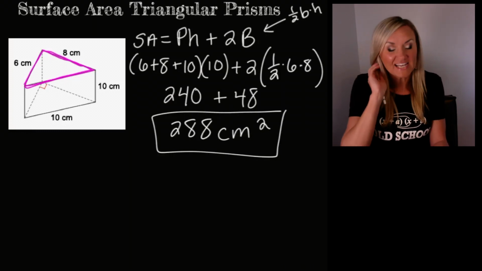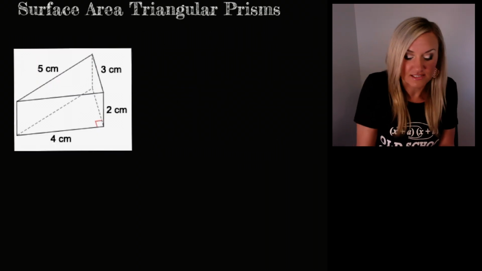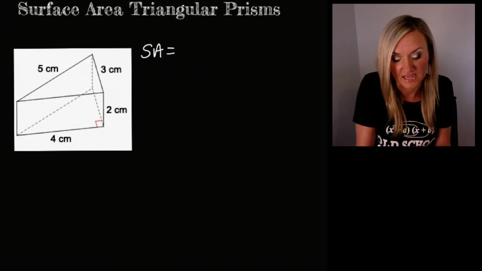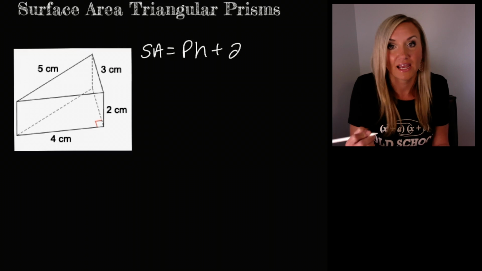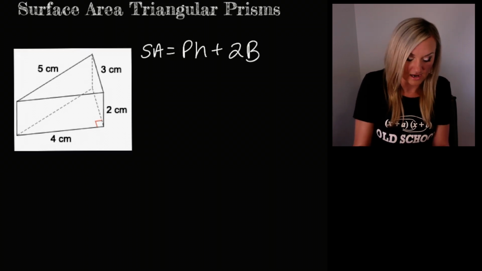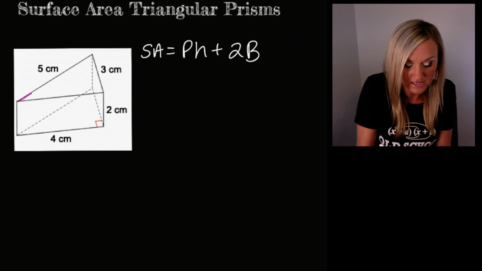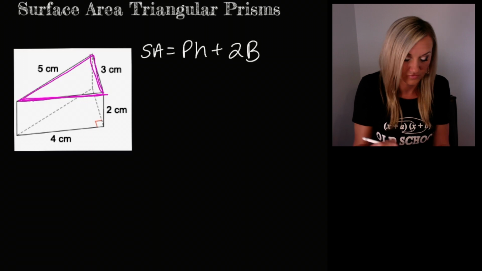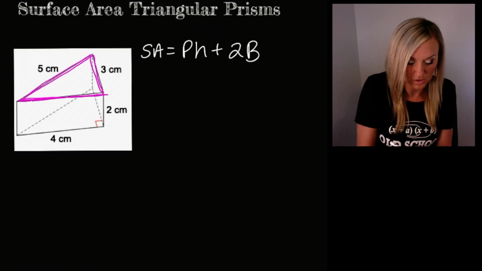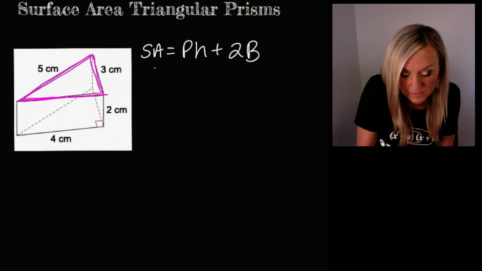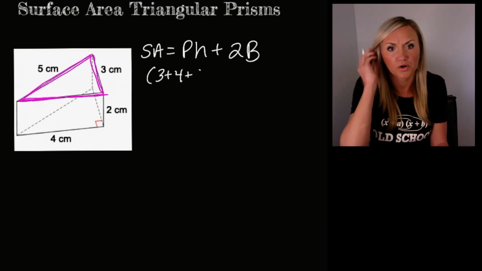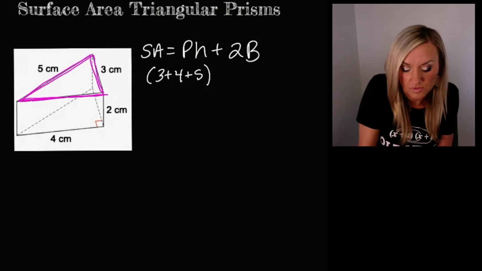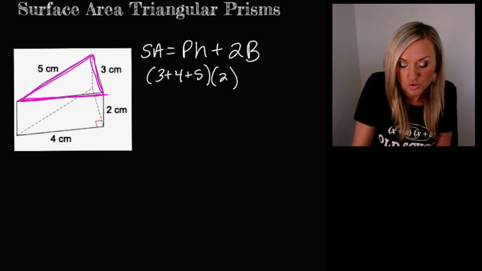All right. Second example. Let's just get to it. Surface area is perimeter of the base times the height plus 2 times the area of the base. I'm going to highlight that triangle, highlight that base. Take a look at the side lengths, what we're working with. Looks like it's 4, 3, and a 5. Beautiful. So the perimeter is 3 plus 4 plus 5, the perimeter of our base, times the height of our prism. Our height of the prism is 2, plus 2 times the area of the base.